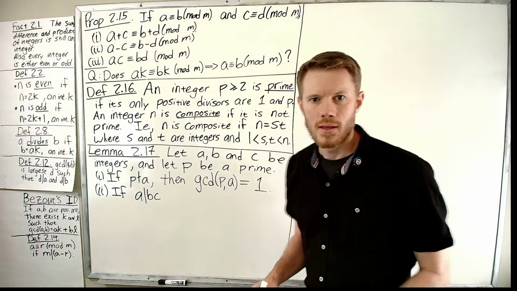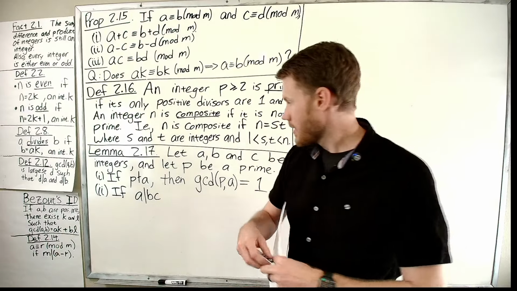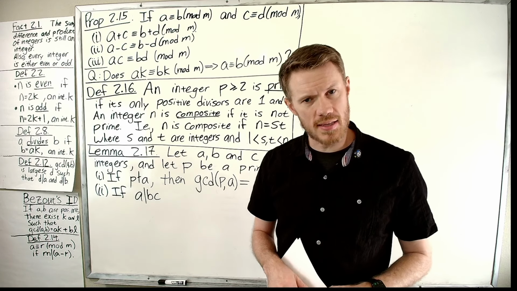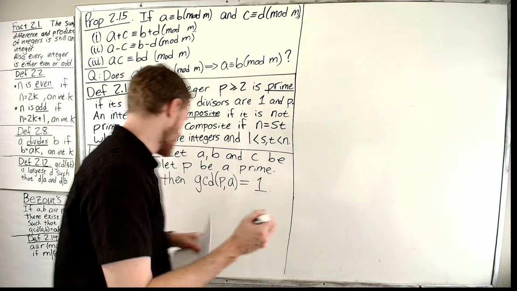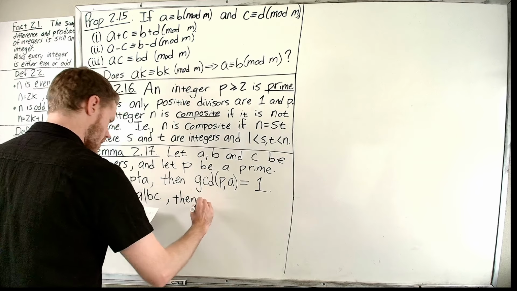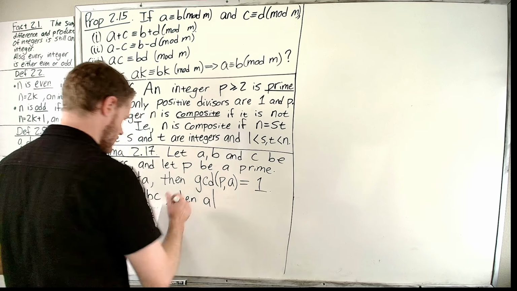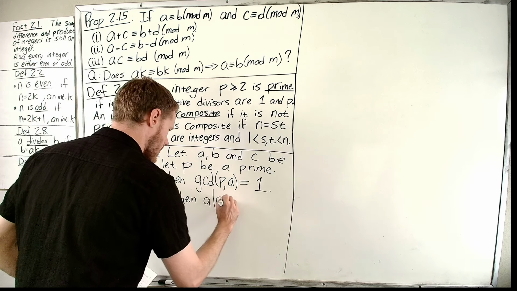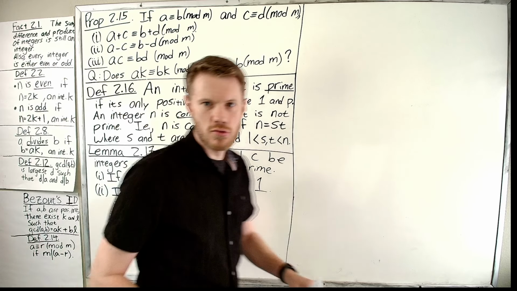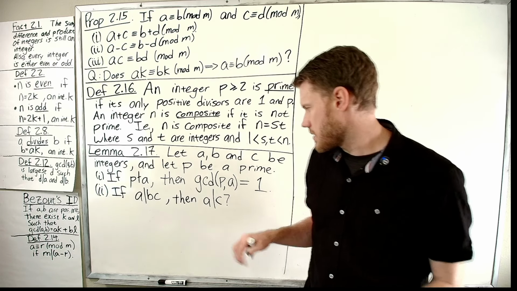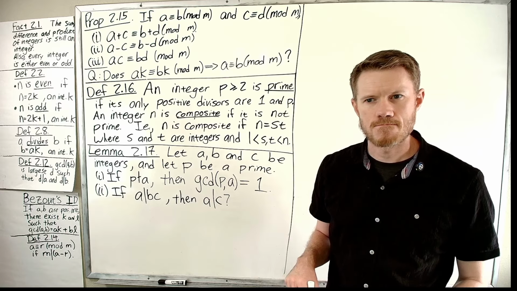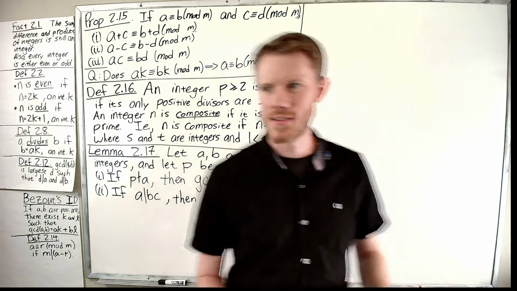All right, part 2 begins like this. If a divides bc, and here's the question, am I able to write then a divides either one of them, let's say c? Is that a true statement? If a divides bc, then a divides c. Pause the video, think about it.